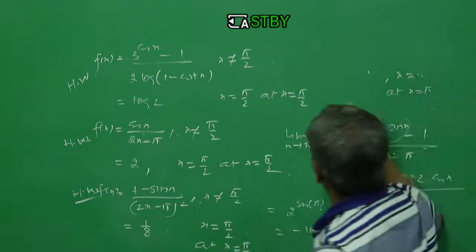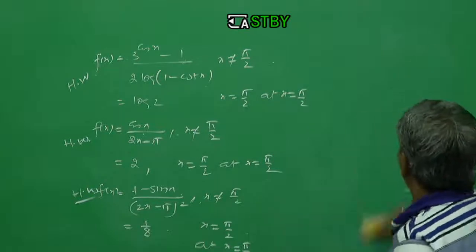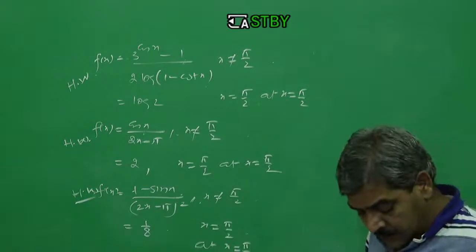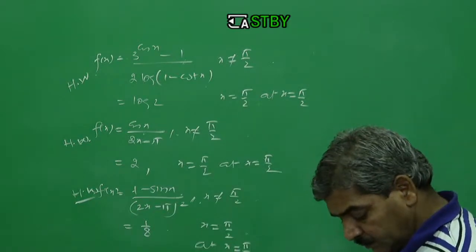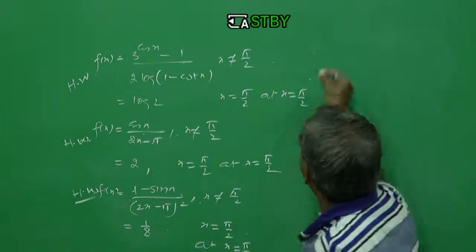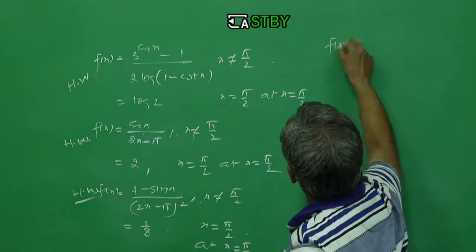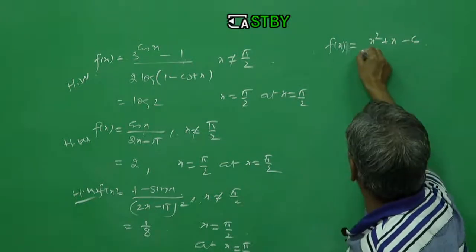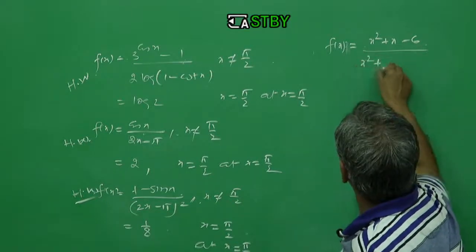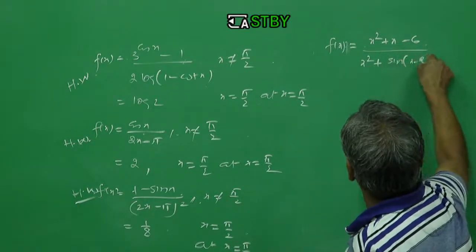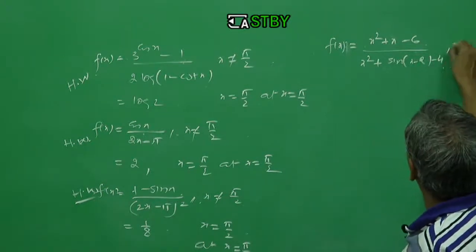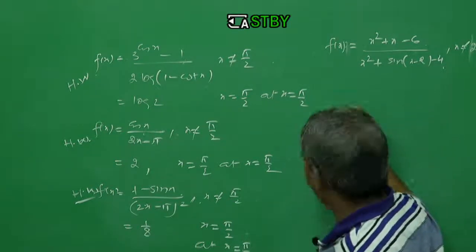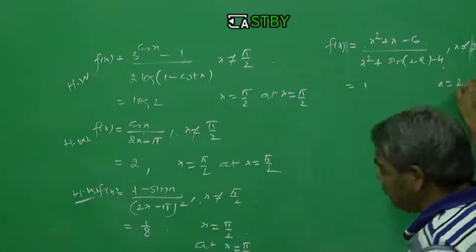Next question, listen to one more example. For the first time I am giving homework. Listen to one more example. Write: f of x is equal to x square plus x minus 6 whole upon x square plus sine of x minus 2 minus 4, x is not equal to 4, x is not equal to 2, and this is equal to 1 at x is equal to 2.